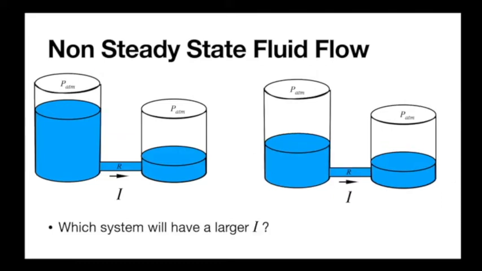But real quick to check in, which system will have a larger flow rate? We know that there is some flow at the beginning when they have separate water heights, and then once they come to the same height, the two columns, we have a delta H equals 0, there's no more flow rate. What about from when we start to halfway through? Some of the fluid has flowed from one side to the other. Which system has a larger current?